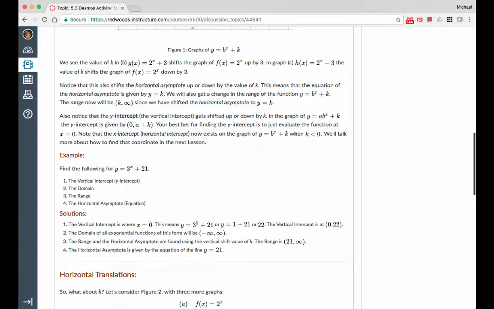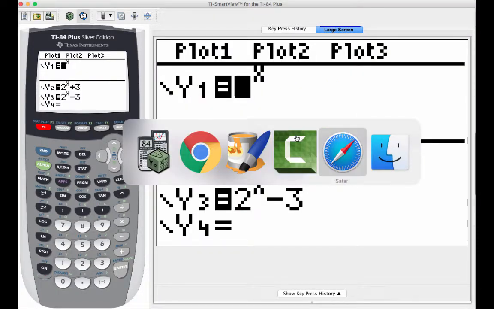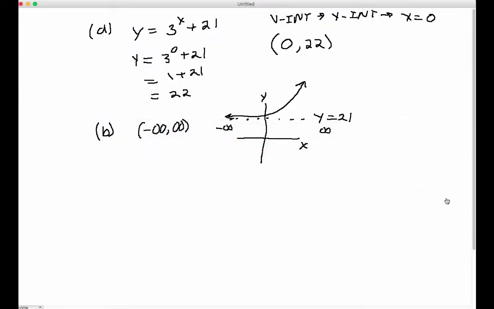Okay, they want to know the range. Let's go back and take a look at our graph. That's going to help us with the range here. If we look at the range, notice that it starts at 21 and then goes off in that direction up towards positive infinity. So our range begins at 21, but 21 is not included because it's an asymptote. It doesn't get to touch it. And then it goes off to positive infinity.